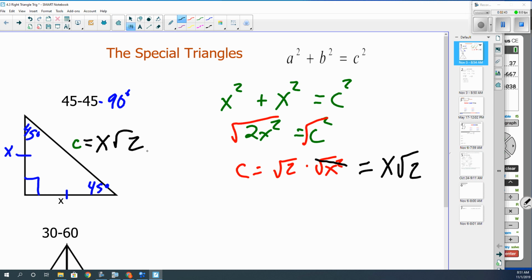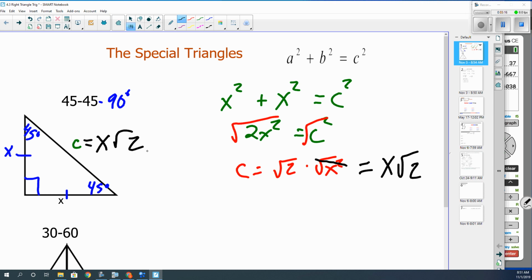So if I know the legs of a 45, 45, 90 triangle, say this x is 5, then this other leg would be 5, and the hypotenuse would be 5 root 2. If this x was 10, then this leg would be 10, and the hypotenuse would be 10 root 2. On the ACT, if you know that, it's quicker to get the answer, because you don't have to sit and do Pythagorean theorem, where the test is timed.